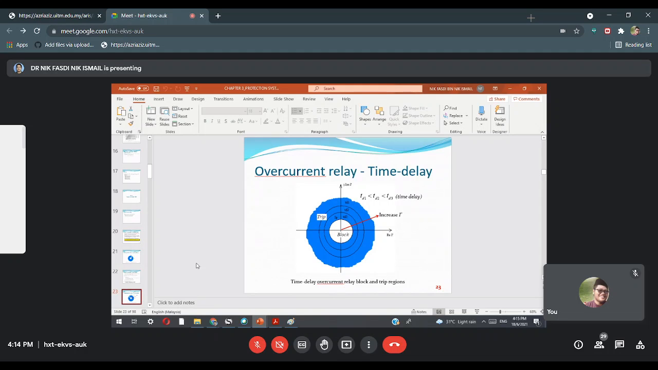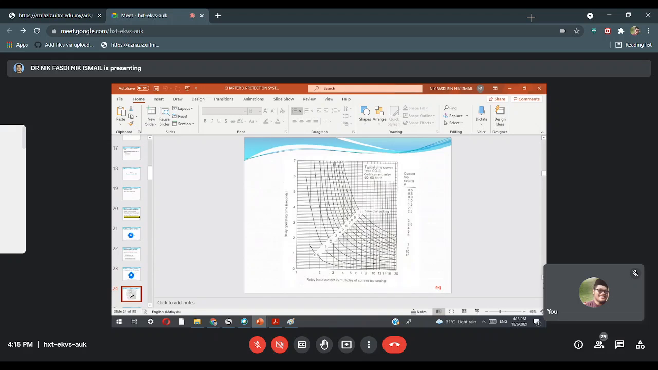So how do we set this thing? Based on what we call the time dial setting. So this is the time dial setting. Which one do you want to use? Okay, if you want to delay, you can choose from this curve. The current type setting has many values, from 0.5 until 11. So which time dial setting do you use?